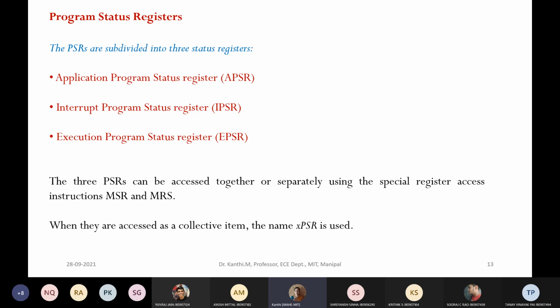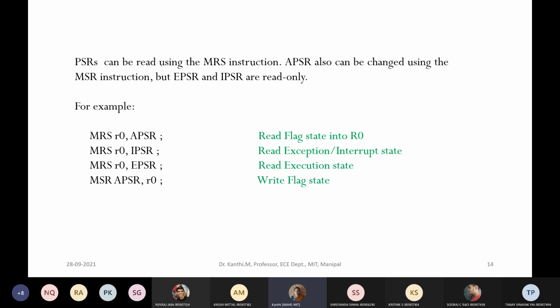The program status register is divided further into the application program status register, interrupt program status register, and execution program status register. Looking at the format, this is just the instruction showing how you can read the state. The application program status register is nothing but your simple flags, NZCV, Q, the flag bits you know about.